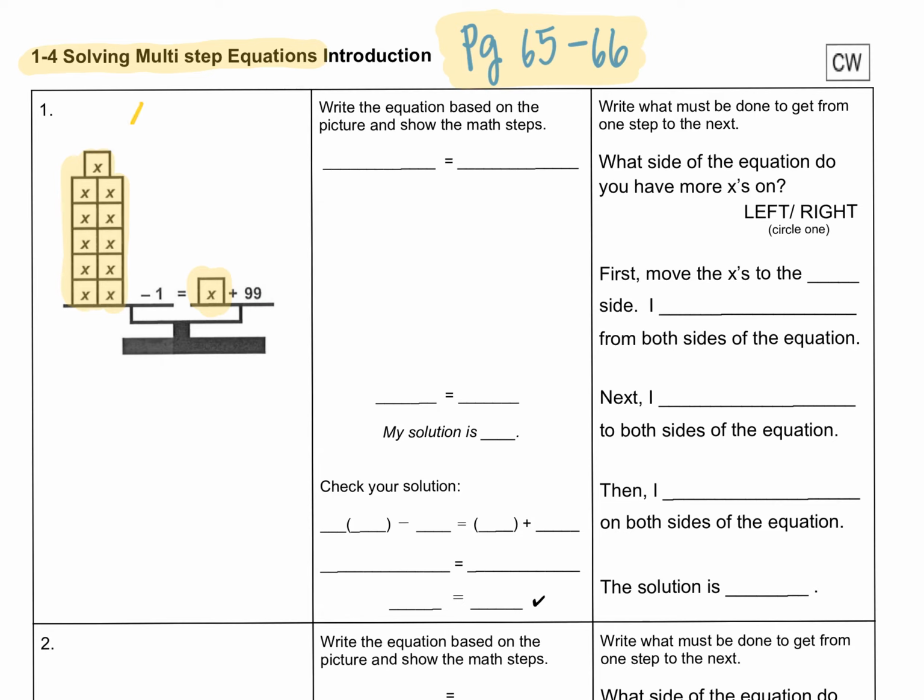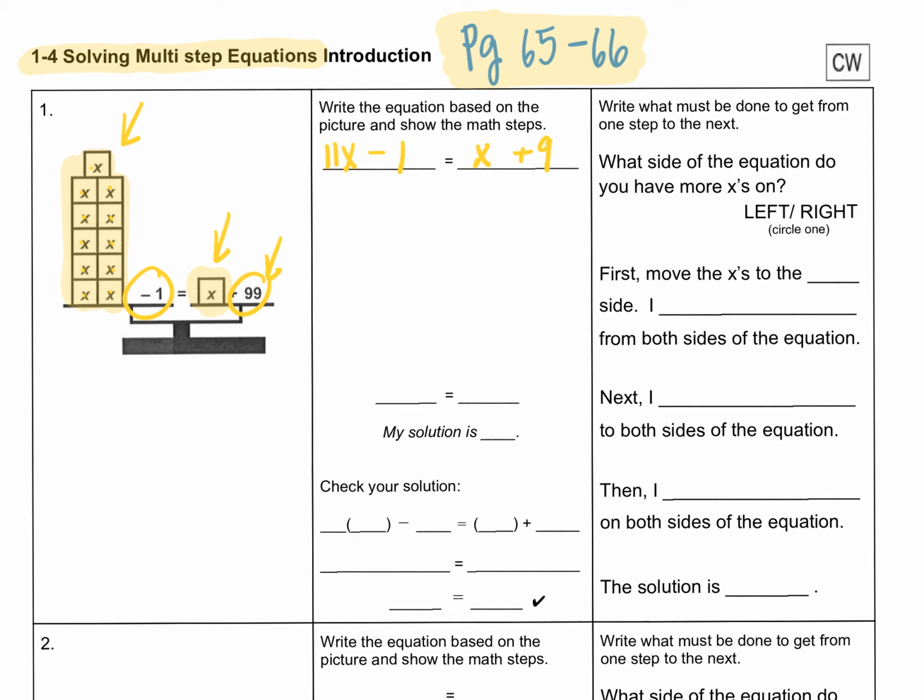So I'm going to look at how many x's there are. 1, 2, 3, 4, 5, 6, 7, 8, 9, 10, 11. So I'm going to write 11x and then minus 1. And then on the other side of the equal sign, I have 1x, but I can also just write x and then plus 9.